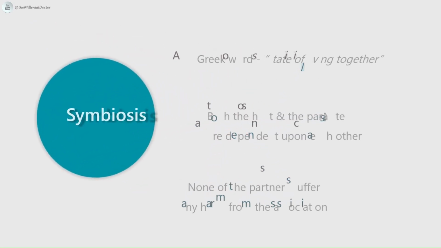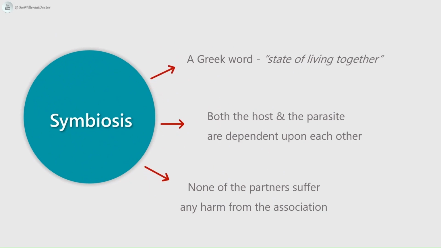First, symbiosis. It is a Greek word which means state of living together. It is an association in which both the host and the parasite are so dependent upon each other that one cannot live without the help of the other. None of the partners suffer any harm from the association.